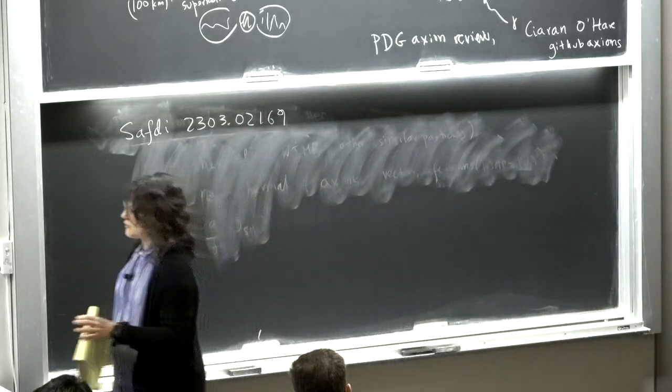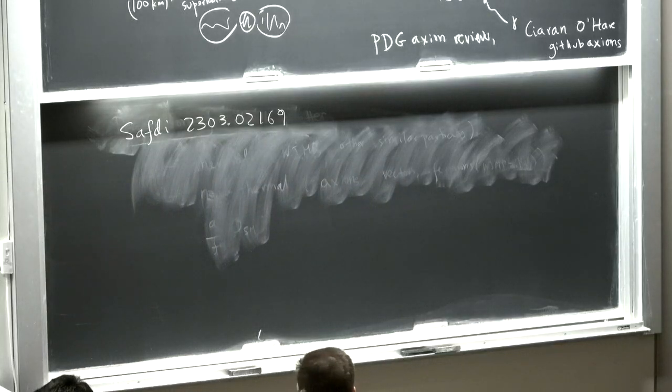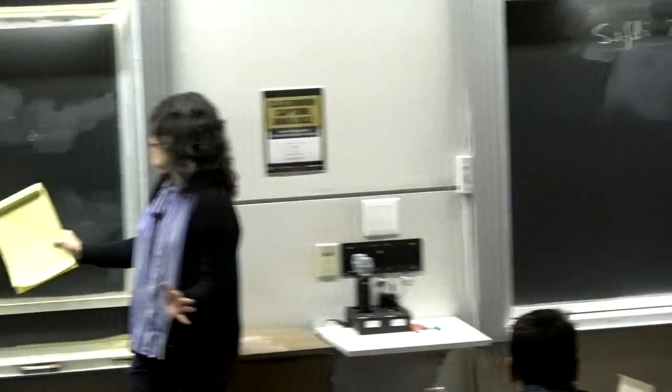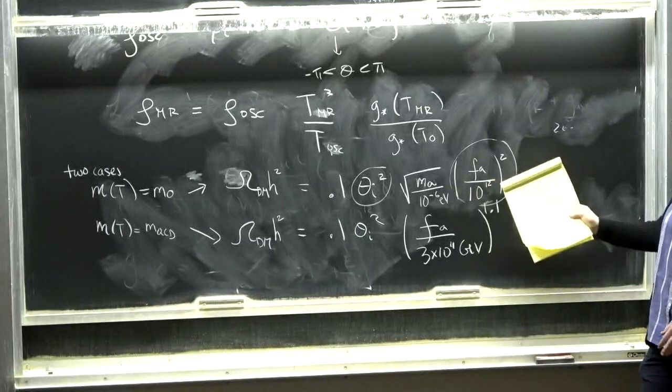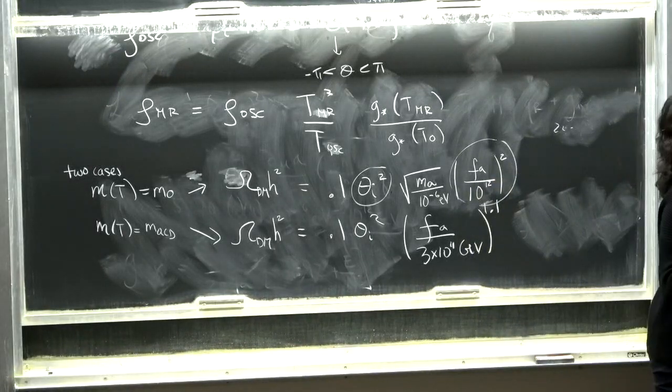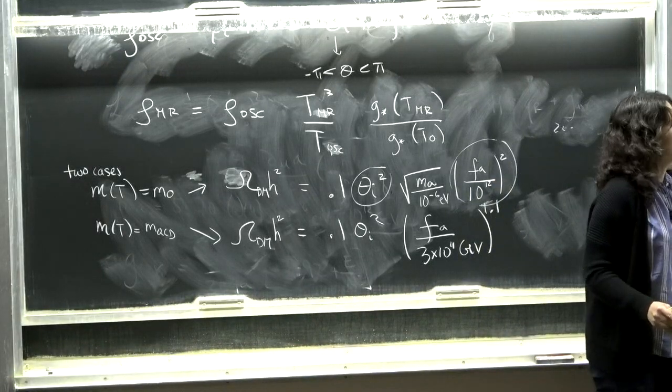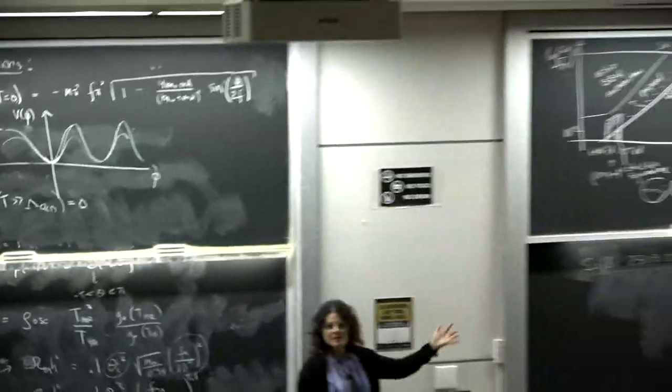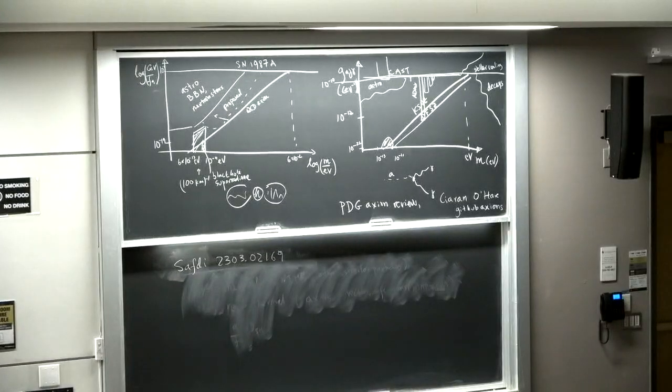And also, if your initial angle is smaller, then you can have larger FAs, and you can have axions as light as you want, basically, up to the fuzzy dark matter bound, which we discussed yesterday. So that's the story about axion dark matter in a nutshell.